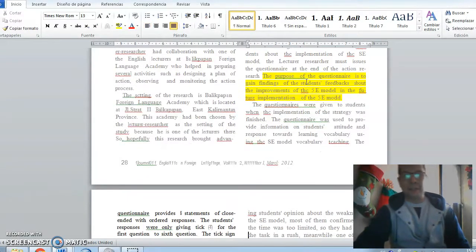Later on, we can see that the researchers use questionnaires. And why do they do that? They do it to get feedback, okay, as we can read here. The purpose of this questionnaire is to get findings of the students' feedback about the improvements of the 5E model in the future implementation of the 5E model itself.